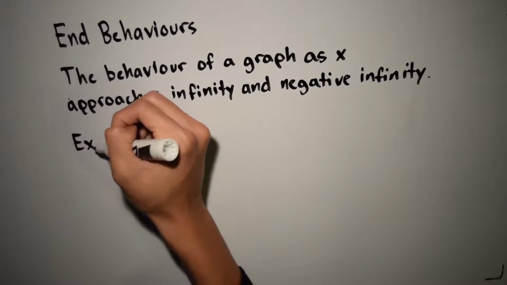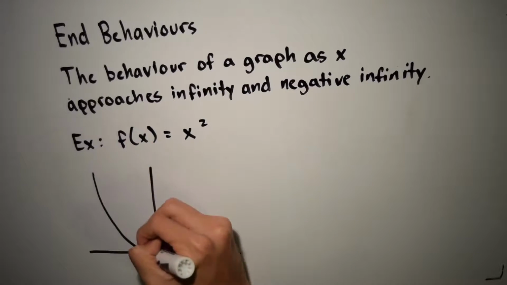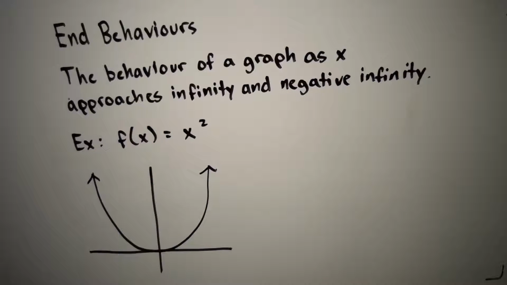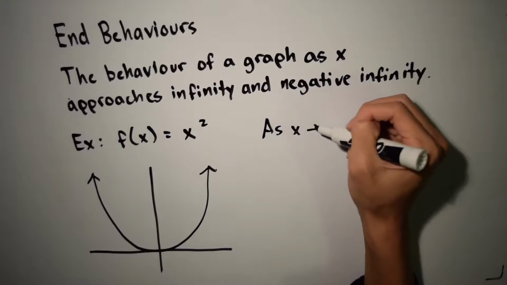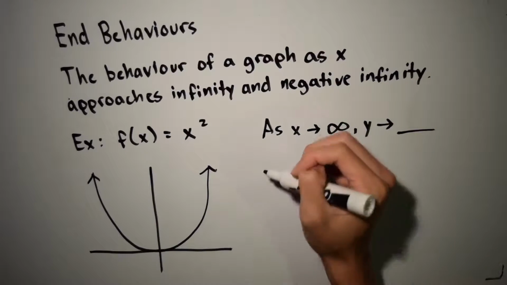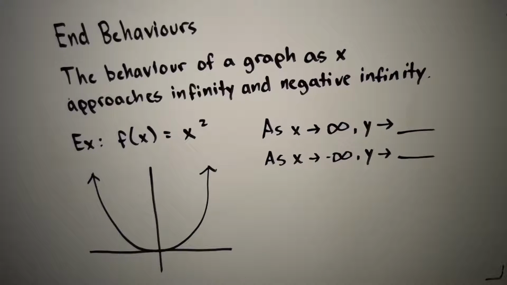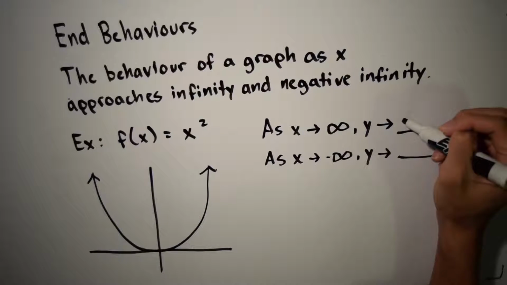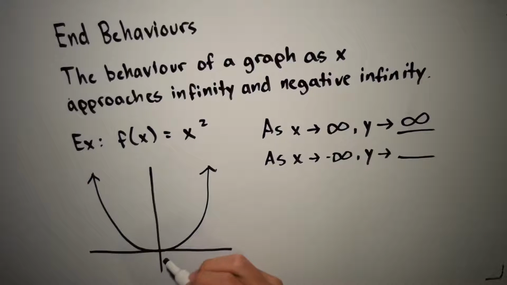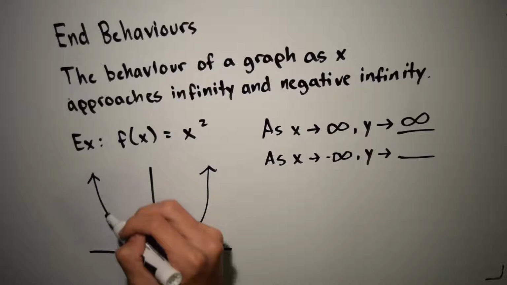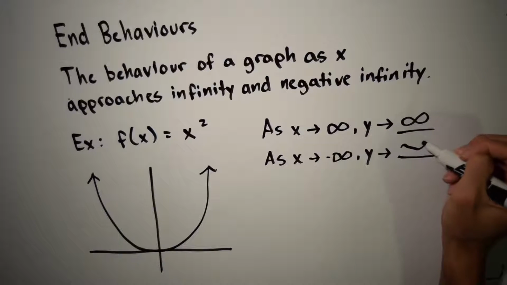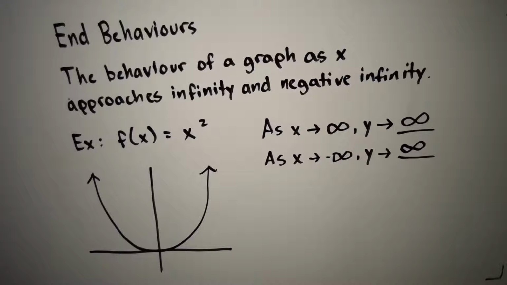Let's start by looking at the quadratic function in its most basic form. Stating the end behaviors of a function is always written in the format: as x approaches infinity, y approaches blank, and as x approaches negative infinity, y approaches blank. As you can see, in this case, as x increases or approaches infinity, y also increases, so y approaches infinity. And as x decreases or approaches negative infinity, y still increases, so y approaches infinity.